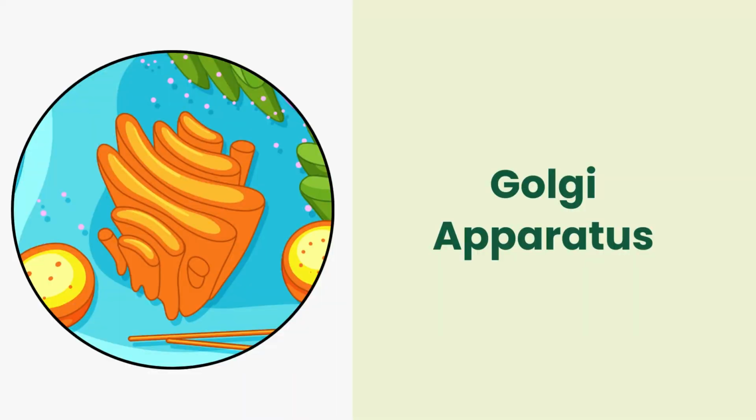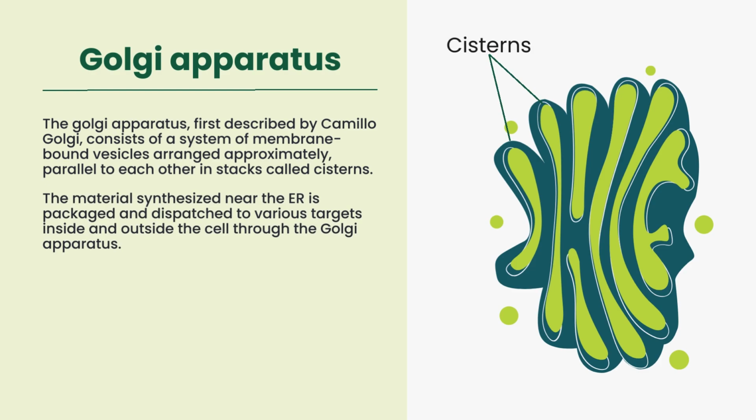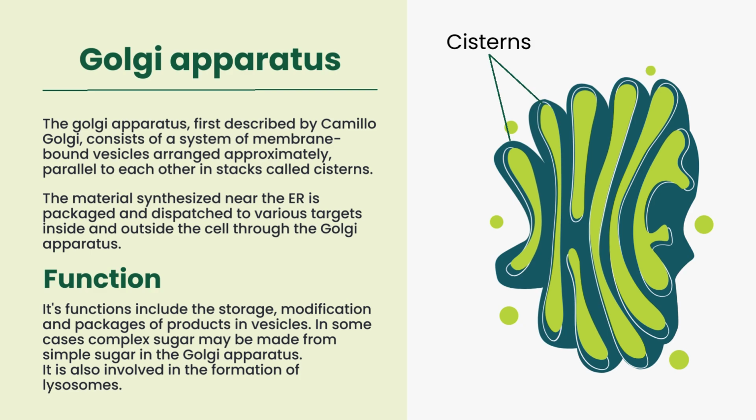Golgi apparatus. The Golgi apparatus, first described by Camillo Golgi, consists of a system of membrane-bound vesicles arranged approximately parallel to each other in stacks called cisterns. The material synthesized near the ER is packaged and dispatched to various targets inside and outside the cell through the Golgi apparatus. Its functions include the storage, modification, and packaging of products in vesicles. In some cases, complex sugar may be made from simple sugar in the Golgi apparatus. It is also involved in the formation of lysosomes.